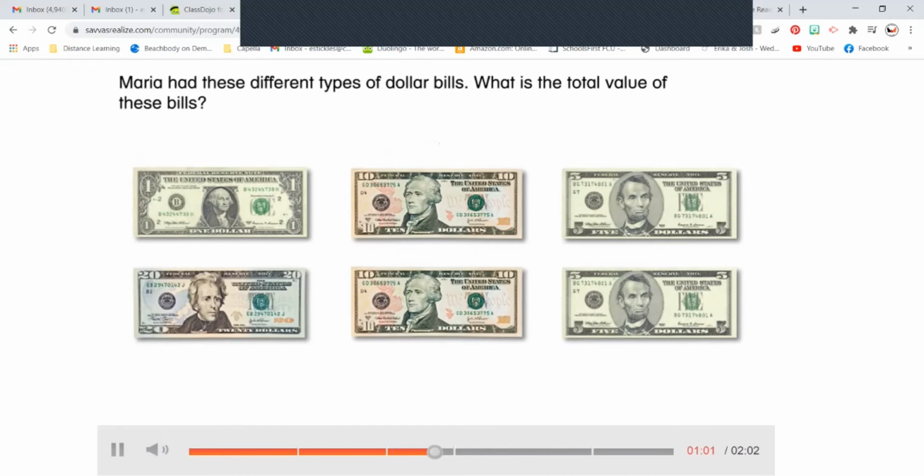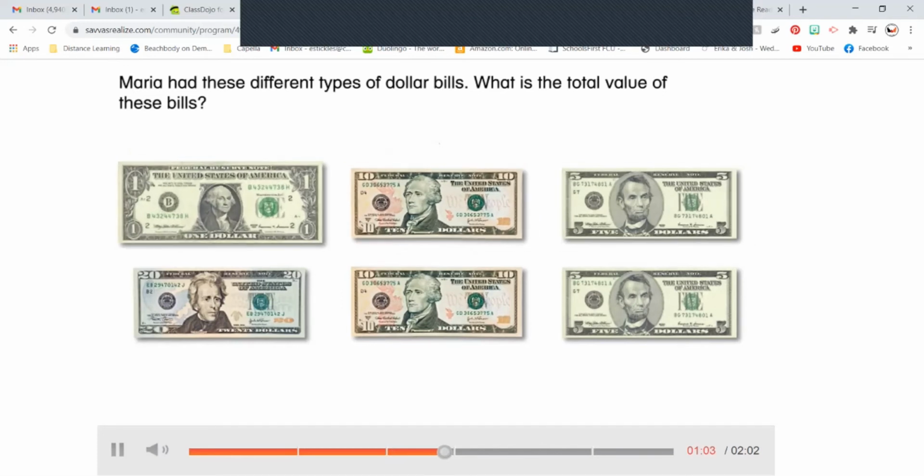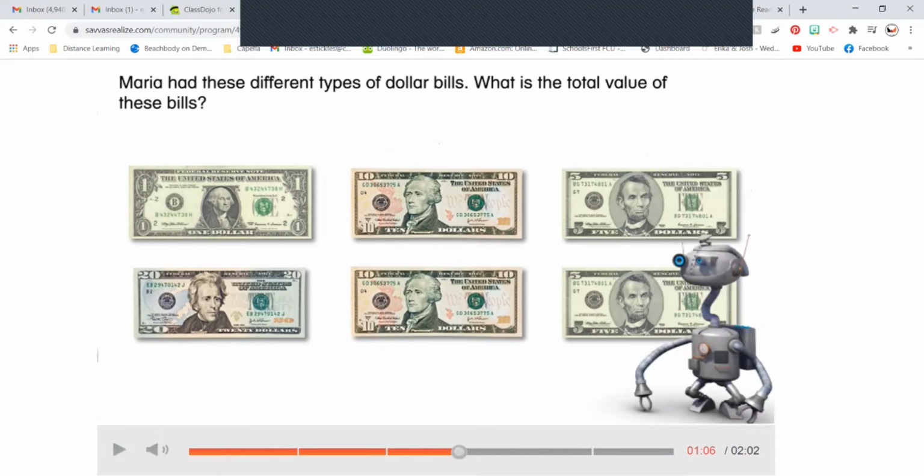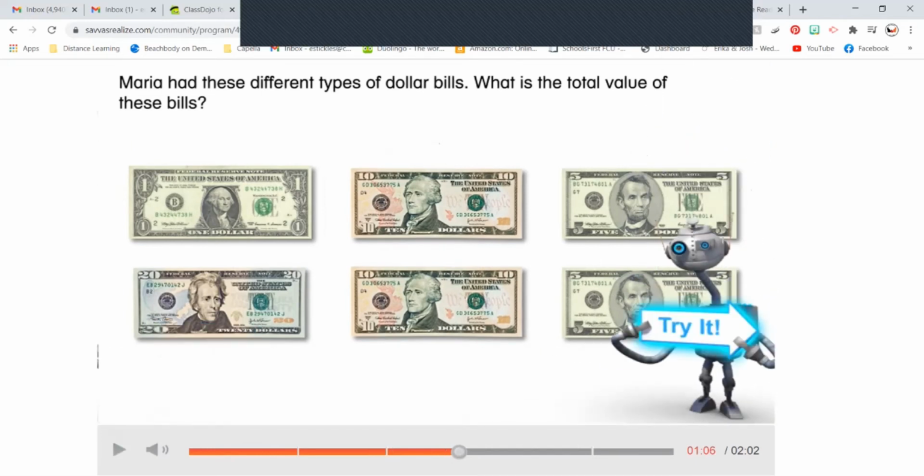Maria had these different types of dollar bills. What is the total value of these bills? Let's try it out.